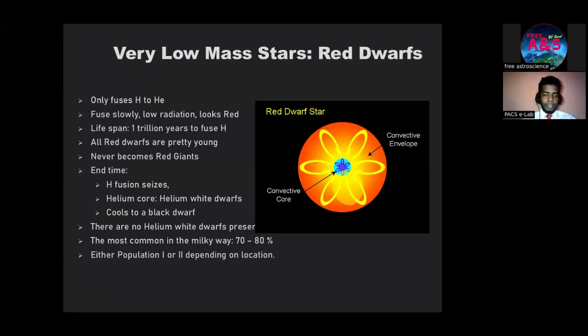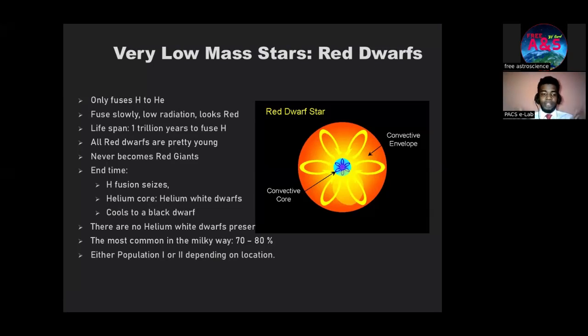So, like I said, they fuse very slowly, with low radiation, and they look red. The lifespan of red dwarfs is about 1 trillion years, the time it will take to fuse all the hydrogen in the star. Meanwhile, the universe, from the literature, is about 13.8 billion years old. So you can come to the conclusion that these stars are just getting started. If you do the math, 1 trillion minus 13.8 billion, you would realize that they're just getting started.